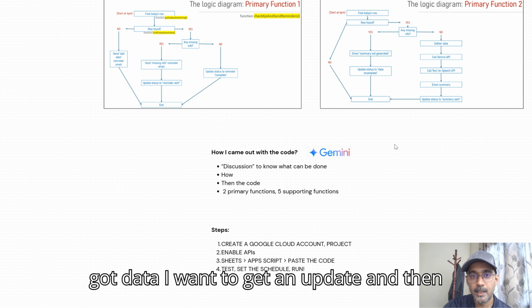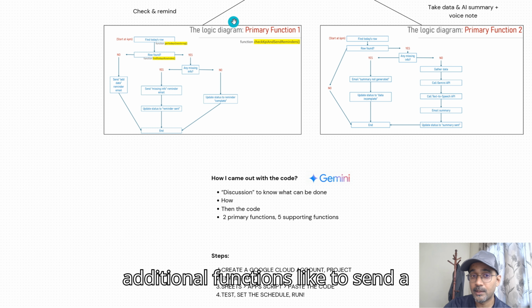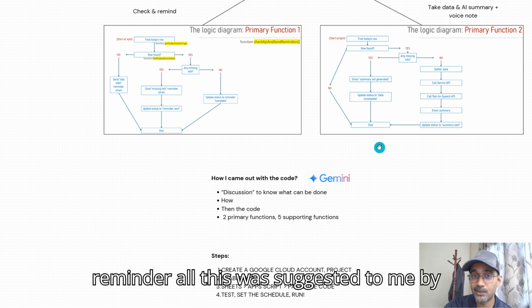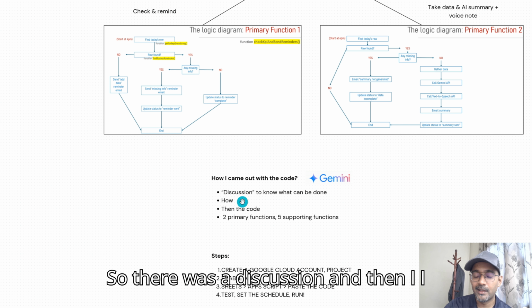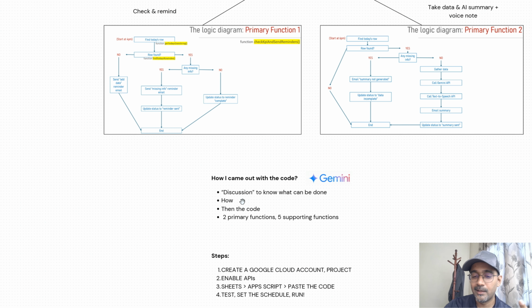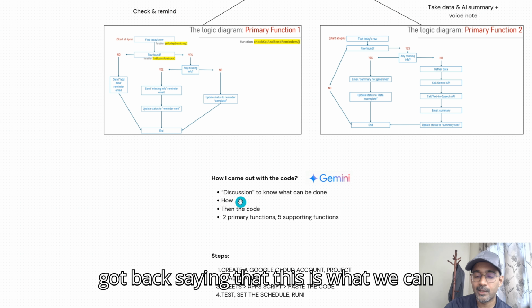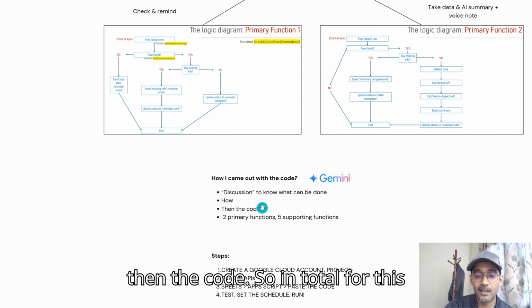I want to get an update, and then additional functions like to send a reminder. All this was actually suggested to me by Google's Gemini AI. There was a discussion, and then I said what I wanted, and then it got back to me saying that okay, this is what we can do. These are the functions that we can use, and then the code.